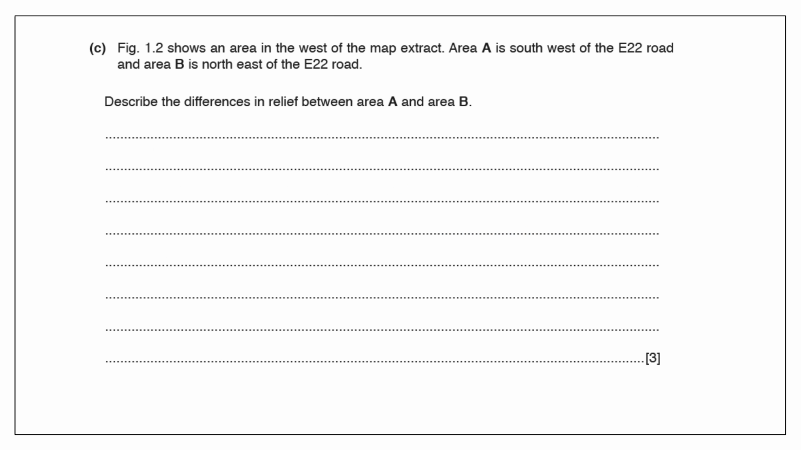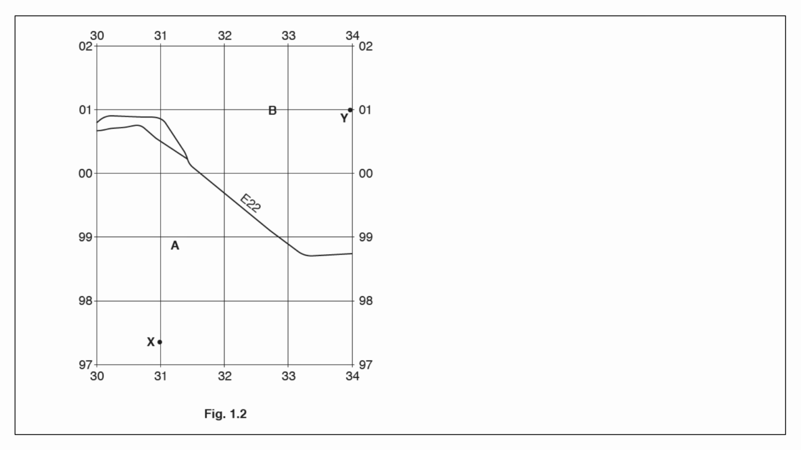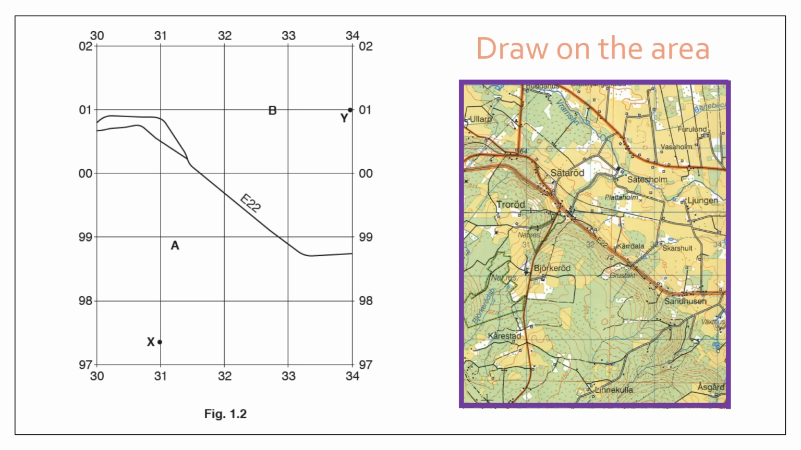Another common question to ask on map skills is asking to describe the differences in relief between 2 areas. So here we've got a map extract. And if you remember what I've said, draw the box of the map extract onto the map handout, the A3 piece of paper, because that helps you to focus on what you need to do. So here you can see I've drawn on the area and I've just taken a snapshot here of where I need to focus. And you can match it up. See, we've got the E22 going through the center of the map, and we've got the various places.